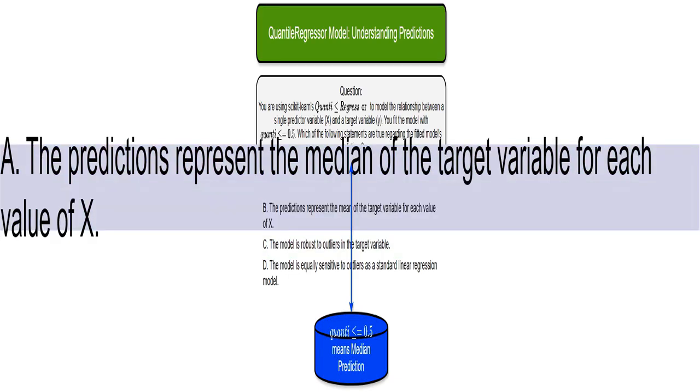This statement is false. The QuantileRegressor with quantile equals 0.5 predicts the median, not the mean, average. The mean is heavily affected by outliers.